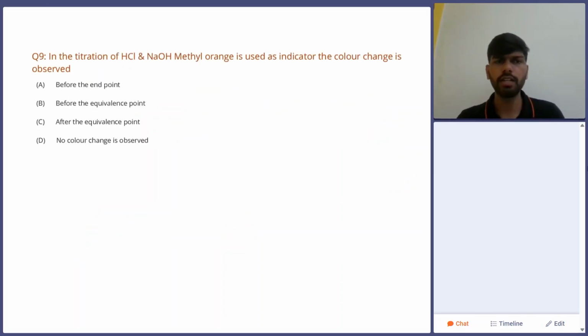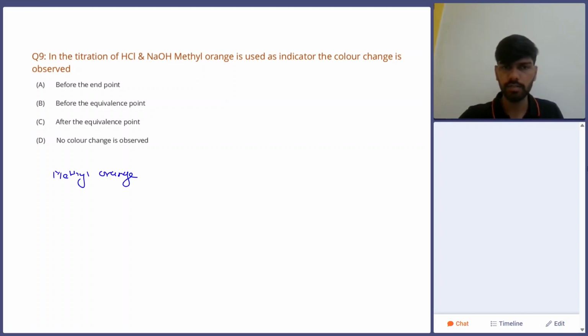Next, in the titration of HCl and NaOH, methyl orange is used as an indicator. What are the color changes observed? The reaction of HCl and NaOH here is a strong acid and strong base reacting, and during the reaction, we can say methyl orange here. See this one.